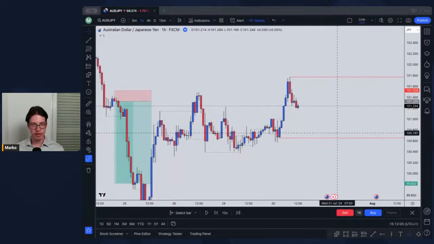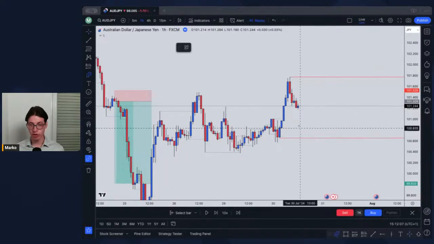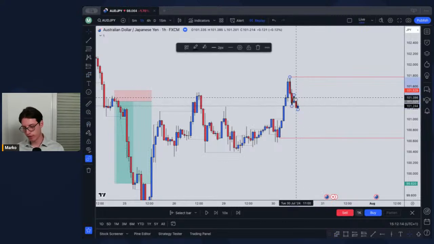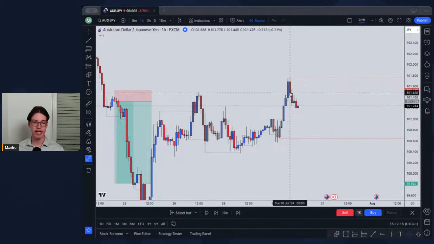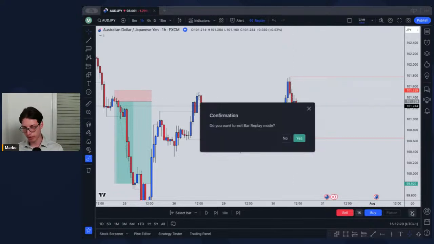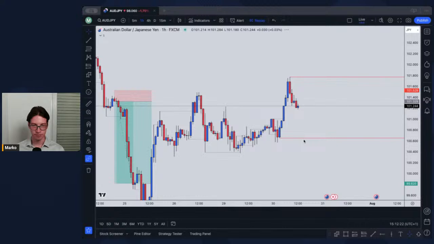So this flag did not fit the plan. Okay, first high, first low, second high, second low. It did not fit the plan because it had too much selling pressure for me personally. Way too much selling pressure. So yeah, that did not fit the plan.